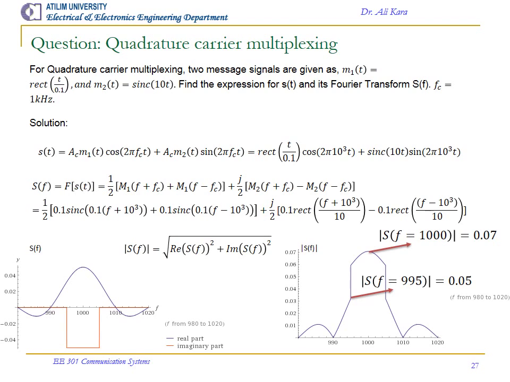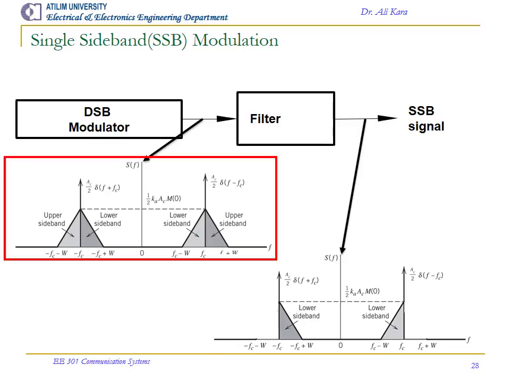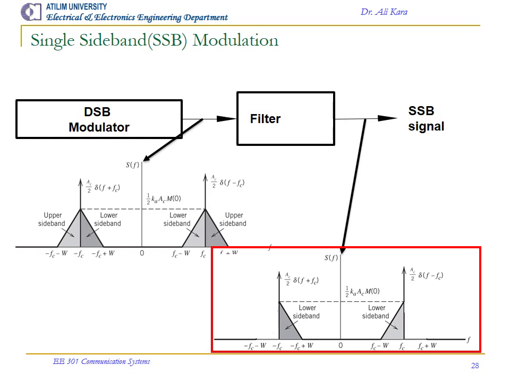Find the expression for S of t and its Fourier transform S of f. Carrier frequency is 1 kHz. Single sideband SSB modulation. Single sideband modulation can be done by filtering out one side of the DSB modulated signal. This is DSB. Using filtering, one side is rejected along with the carrier.